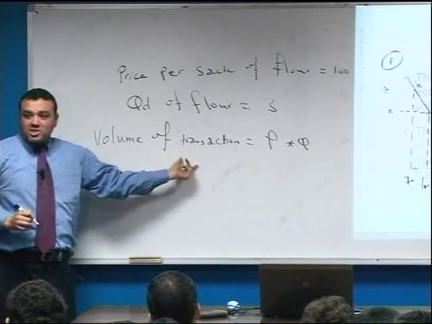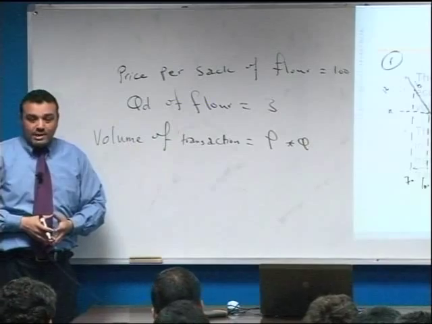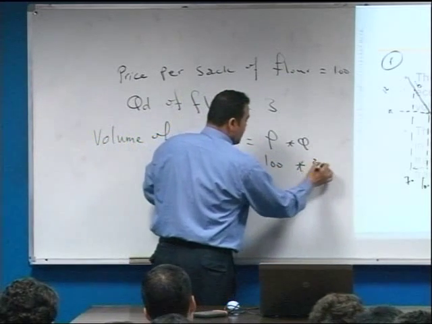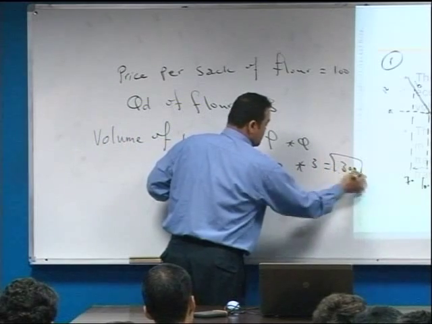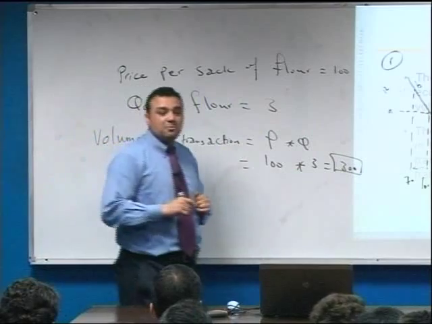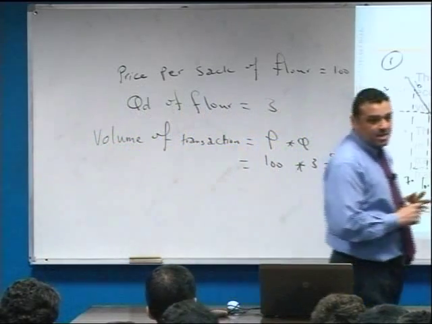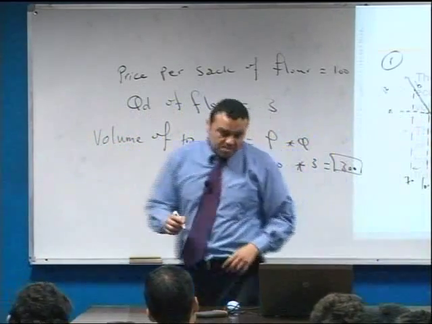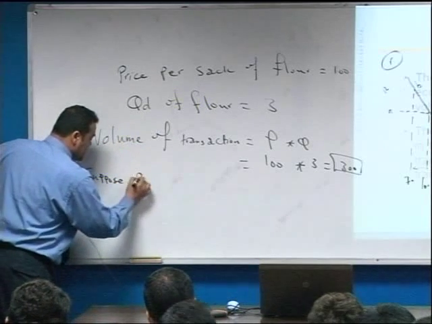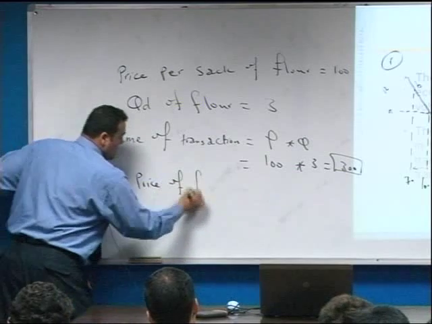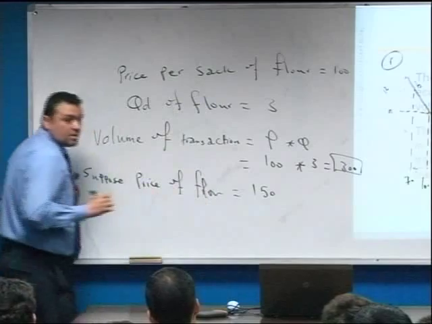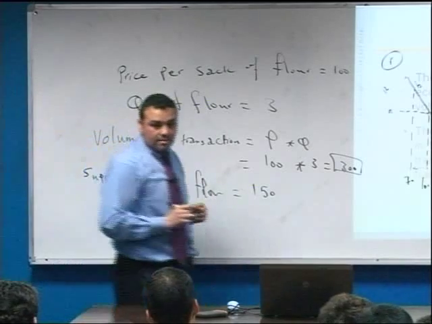The volume of transaction, the value of the whole exchange, how much is it? The price is 100 shekels times the 3 equals 300 shekels, right? Okay. Now suppose that the prices increased. The price of flour. Now suppose that the price of flour increased to 150 shekels per sack.